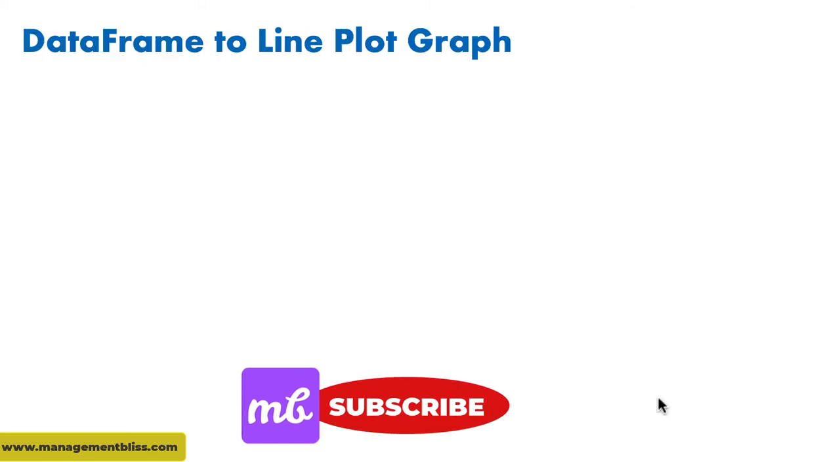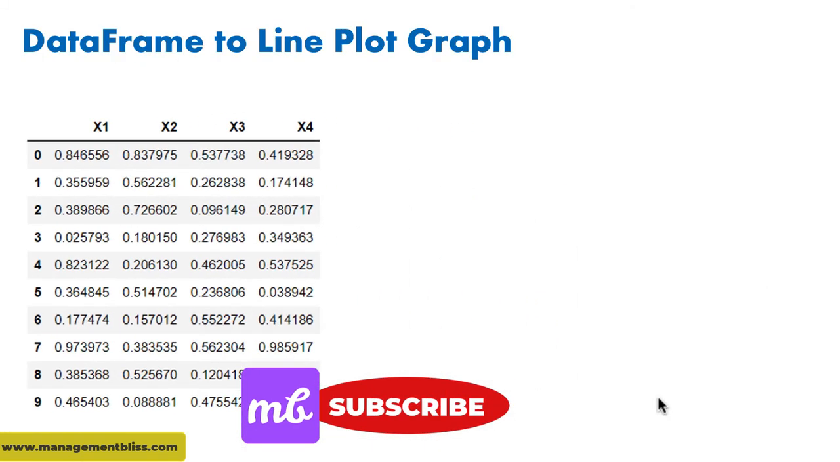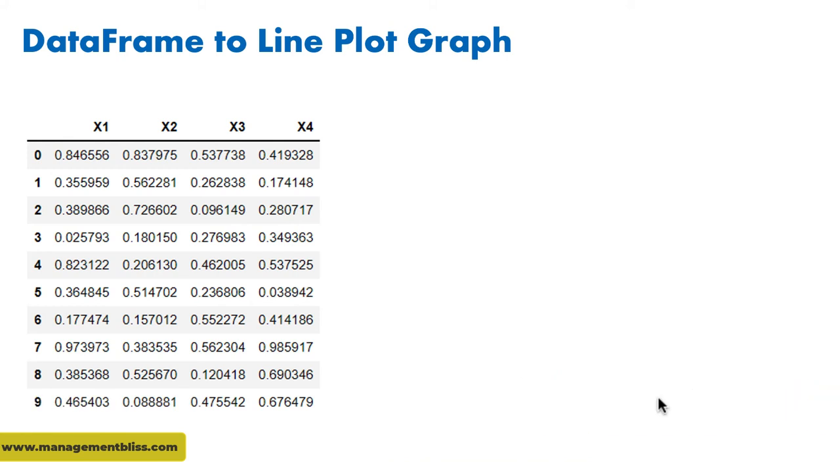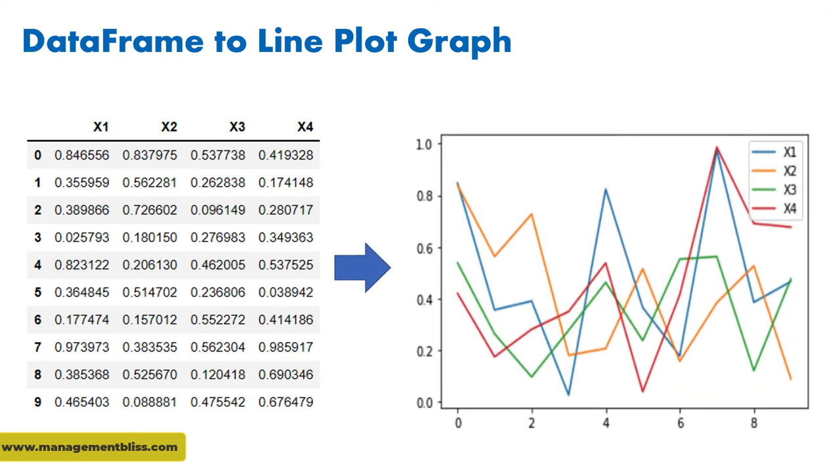Assuming that we have a data frame something like this. This data frame contains random numbers in each column named x1, x2, x3 and x4. We can convert this data frame to line plot graphs.